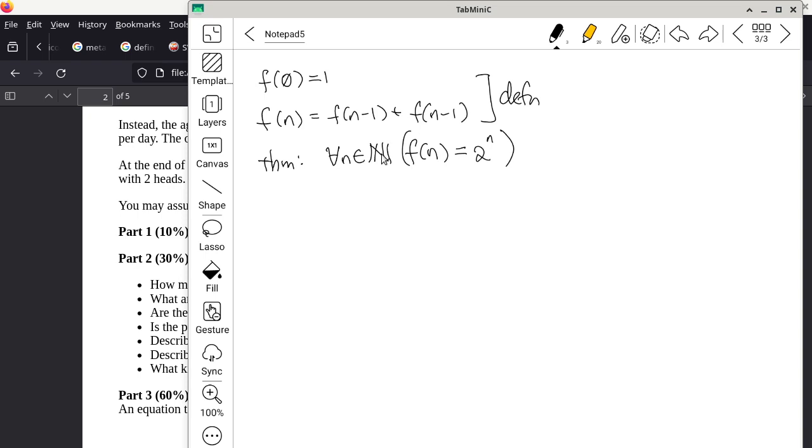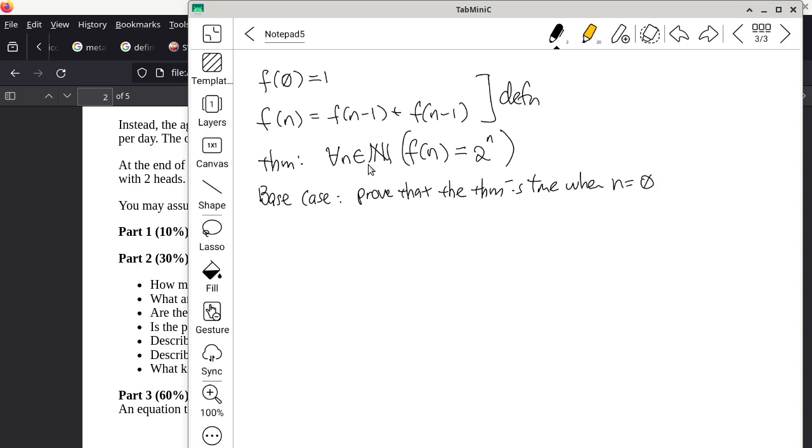So now the question is, how do we use proof by induction to show that the theorem is true no matter what n you choose? As long as n is a natural number, it's going to work. Okay, same steps. So the first thing we do is a base case. Since we're still dealing with natural numbers, it makes sense to prove that the theorem is true when n equals 0.